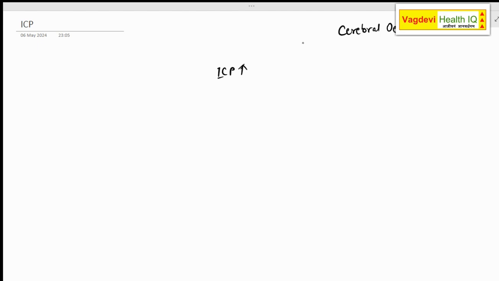Cerebral edema. Cool. Okay. Or CSF flow obstruction. We were discussing, right? CSF outflow obstruction, basically outflow.